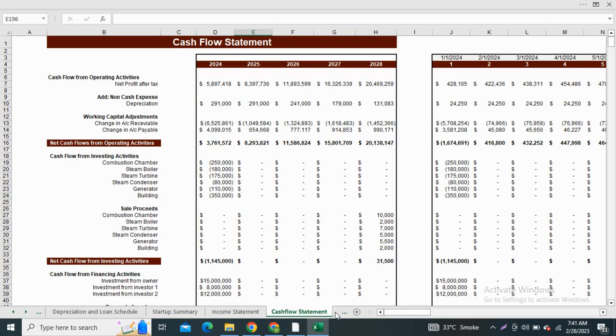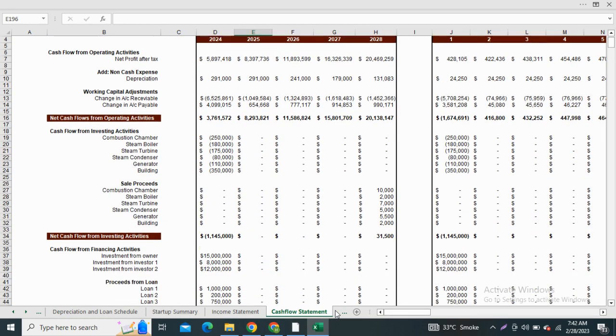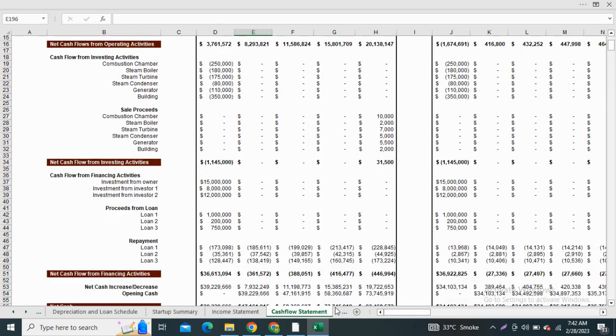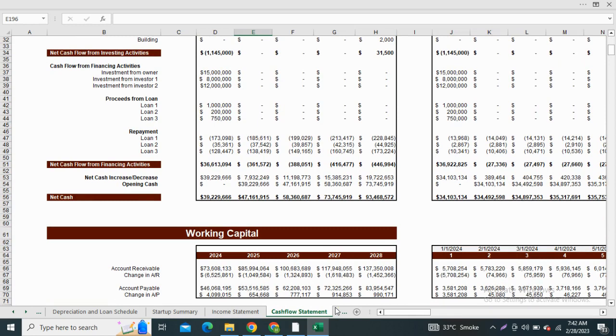Next, we have the cash flow statement. It shows the cash inflows and the outflows of your company, which is further divided into operating, investing, and financing activities. The working capital shows the amount in accounts receivable and payable, and the monthly change in these accounts.